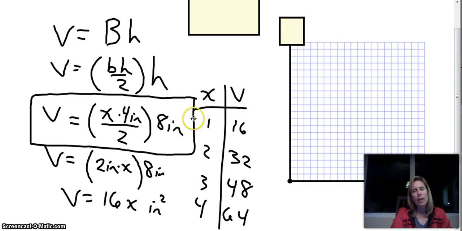So again, just like with our linear equations that we graphed, our input is usually found on the x-axis. It doesn't have to be, but we'll put it there. And so let's label the horizontal axis x and the vertical axis v, because that's the output in this example. So now we're just going to plot the points. Let me grab a pen.